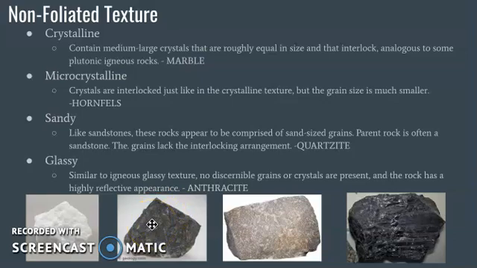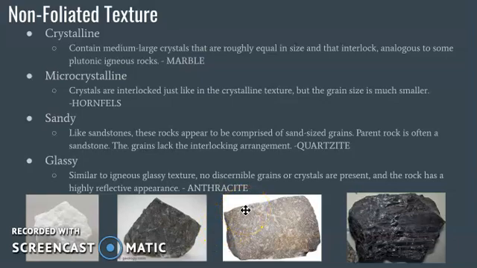Next is the sandy, non-foliated metamorphic rock. This is like sandstones, and they appear to be comprised of sand-sized grains. Therefore, the parent rock is often a sandstone, and the grains lack the interlocking arrangement. The common metamorphic sandy non-foliated texture is quartzite, which is the third image in the slide.